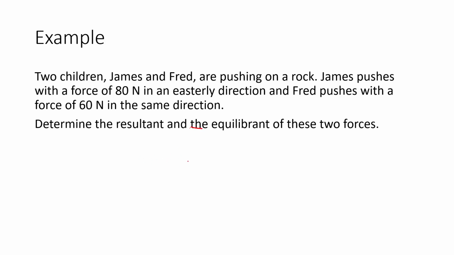Well, to determine the resultant is pretty straightforward. We just imagine an 80 newton vector in one direction, and then a 60 newton vector as well. So the resultant is going to be 140 newtons in an easterly direction. So the equilibrant will be the force that perfectly opposes that resultant and would put us back to a state of equilibrium. And so that would be 140 newtons in a westerly direction.